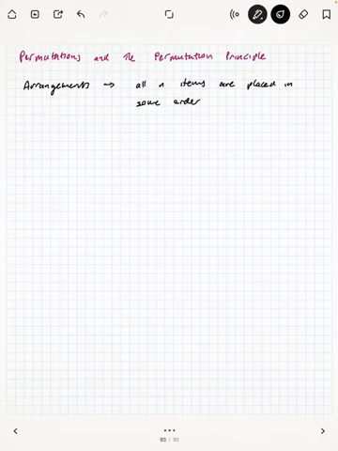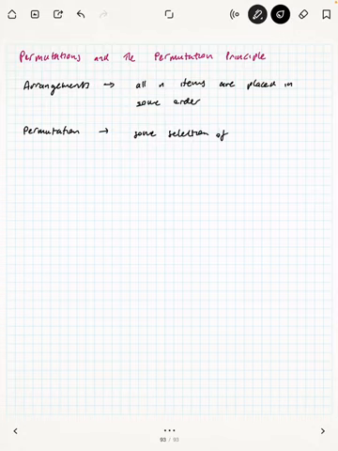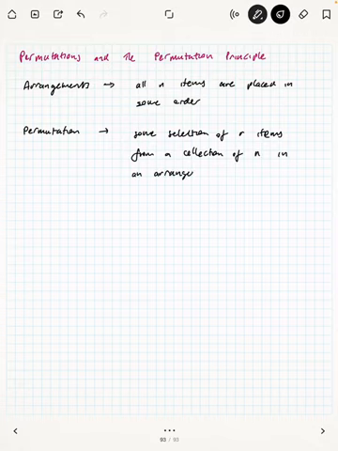A permutation, on the other hand, is just some selection of r items from a collection of n in an arrangement itself.